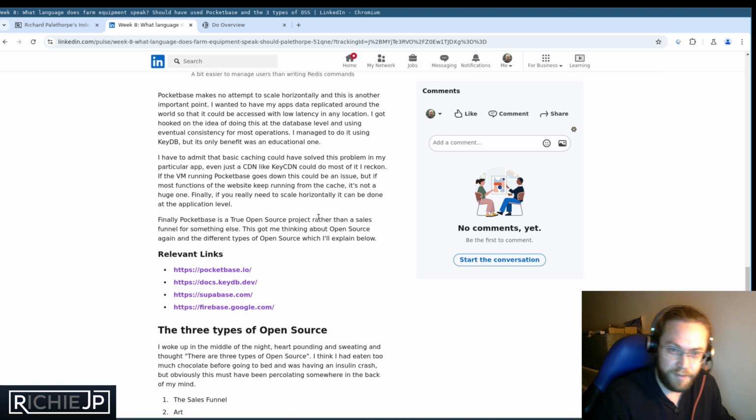Okay, so finally, Pocketbase is a true open source project rather than a sales funnel for something else. This got me thinking about open source again and the different types of open source, which I'll explain below.